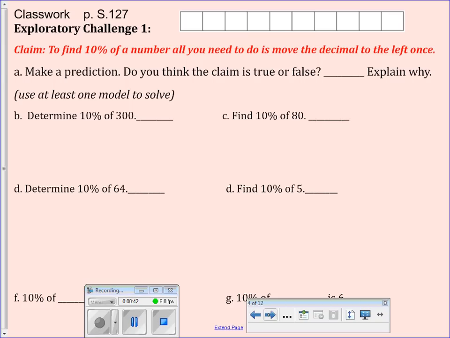All right, so let's take a look at the first claim. Please highlight the first claim in your notes after you put the date on the top of the page. The claim is to find 10% of a number, all you need to do is move the decimal to the left once. So if you think that claim is true, on the line write true. Highlight the claim on the top of the page. It is in italics. You can share highlighters with your table if you have to.